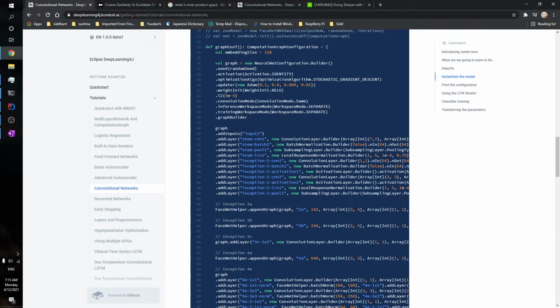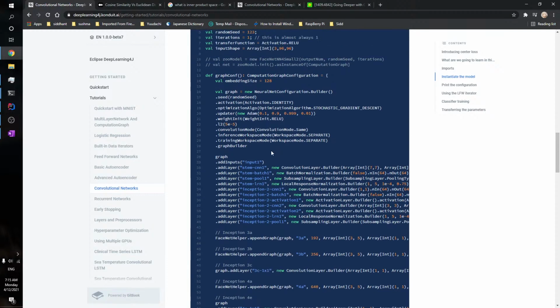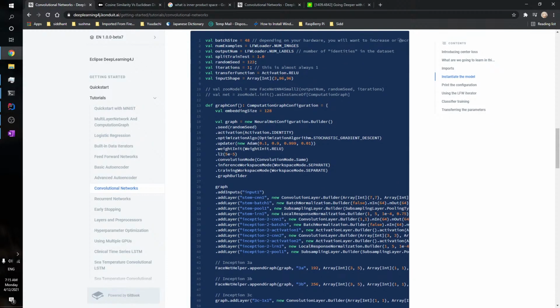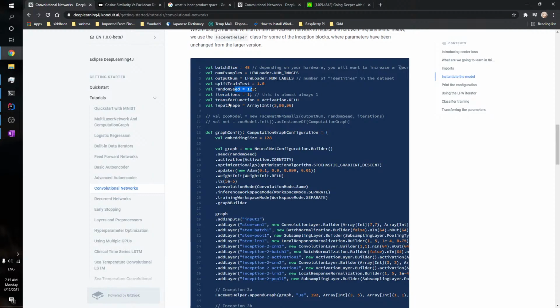Okay, I'm back. Alright, so taking a look at this very quickly. So random seed is 1, 2, 3, because why not? Iteration is almost always 1, okay. Transfer function, activation of value, shape array of integer, alright.